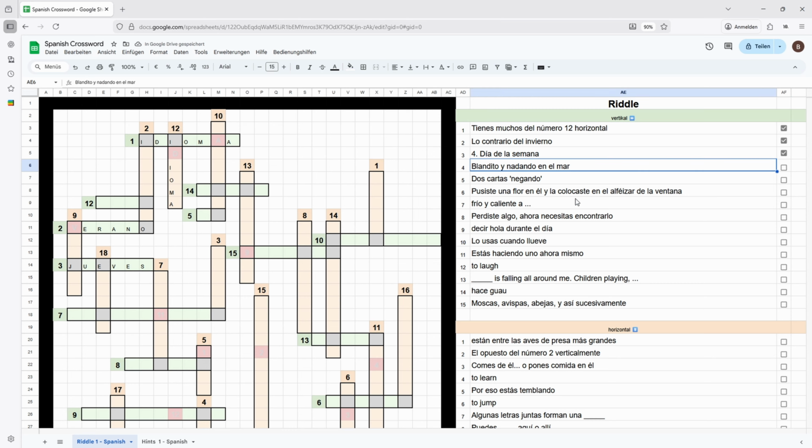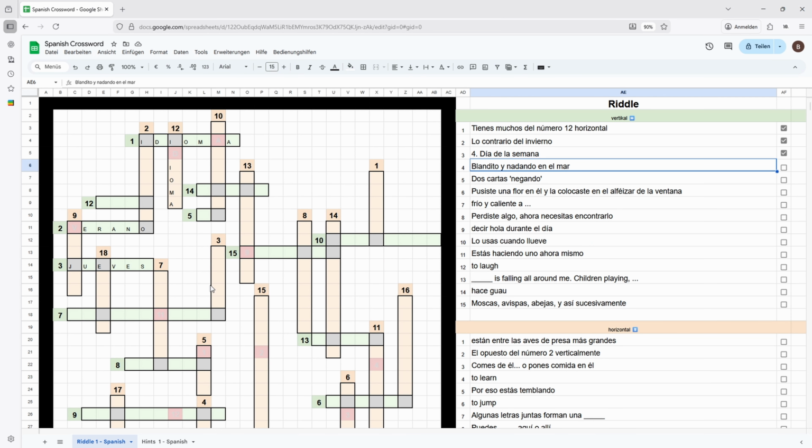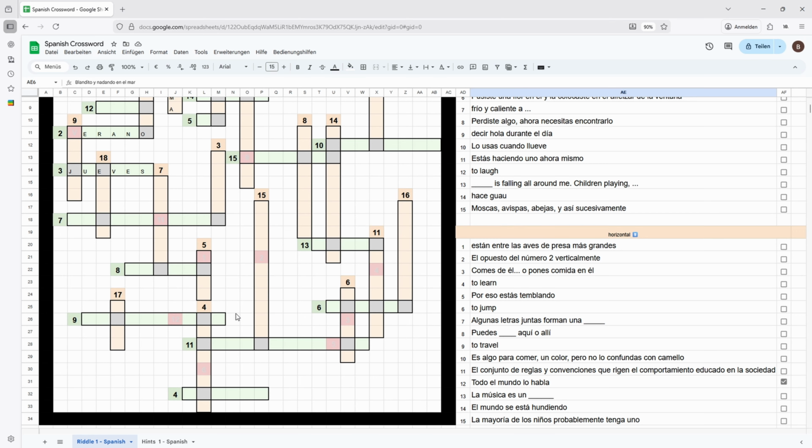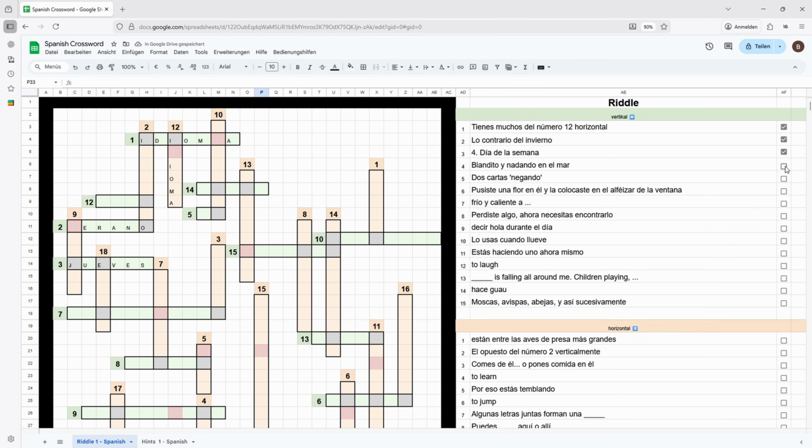Then we have blandito y nadando en el mar. That's not really what I think. So is it jellyfish? So Medusa? The answer, where is it? Where is it? Medusa, jellyfish. Am I blind? It's 4. Ah, there. It fits, so it's probably correct.